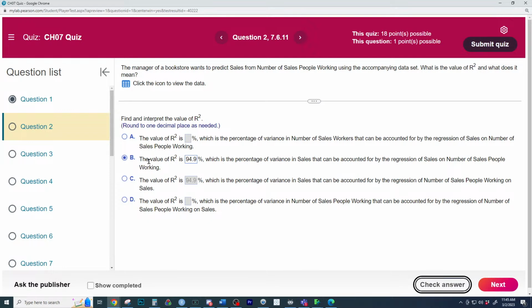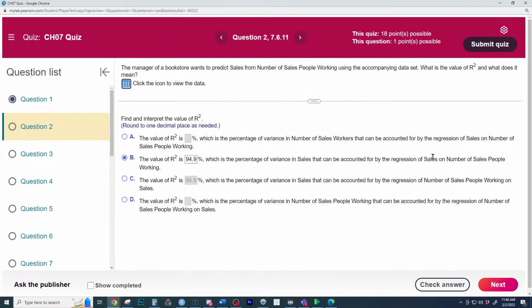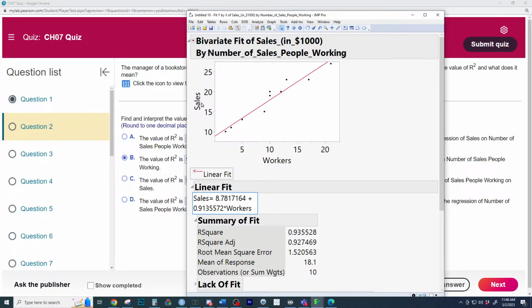Let me just tell you how I would read this. They're getting very, very mathy on which way it's regressed: regression of sales on number of salespeople working. So if you look at our model right here, it's sales regressed on workers. I missed that last part of the sentence, very key to the way they want it interpreted. But once again, I would interpret this, at least for this model, as 93.5% of the variation, or 93.6% of the variation, in sales is explained by workers, so the variation in workers.